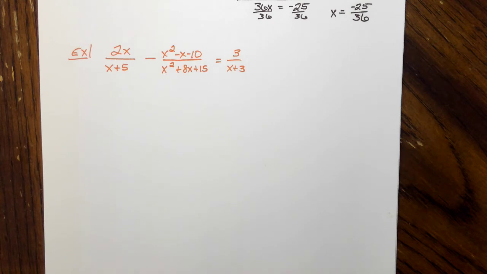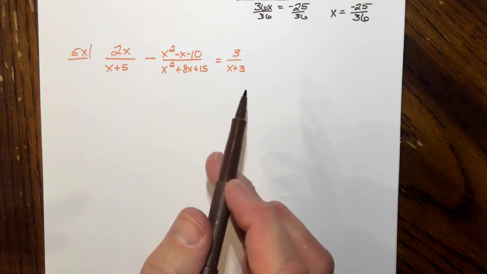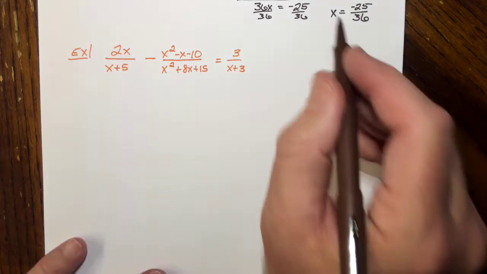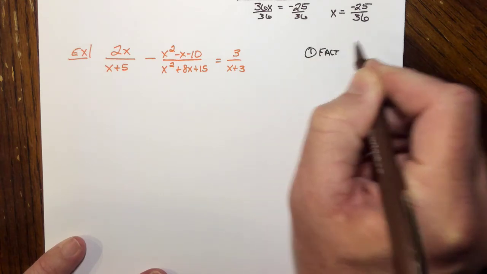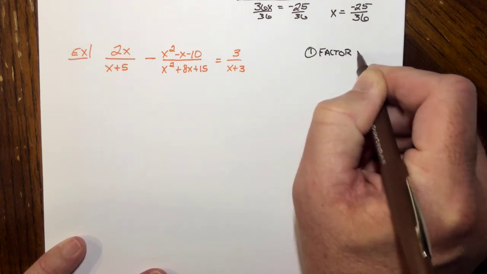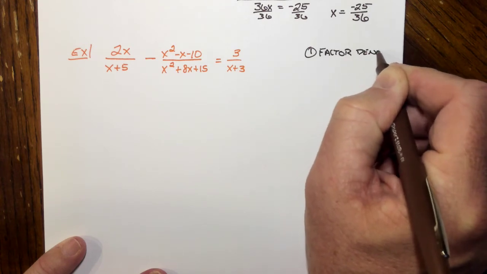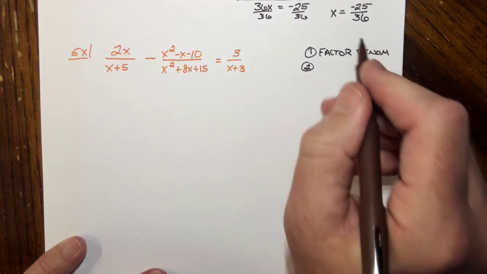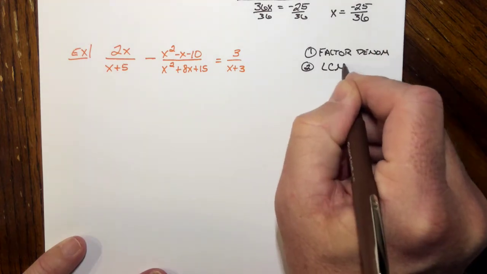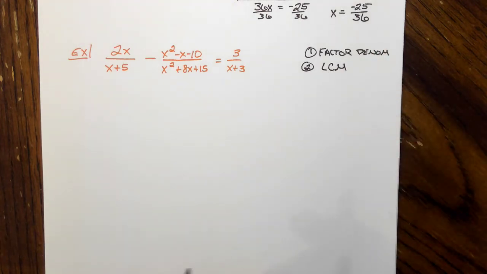Okay, now in our next example here, we've got a little more complicated. Our denominators now have algebraic expressions in them. So rule of thumb here is step 1: factor the denominators. Step 2: use your LCM to get rid of fractions. Okay, so we're going to factor.